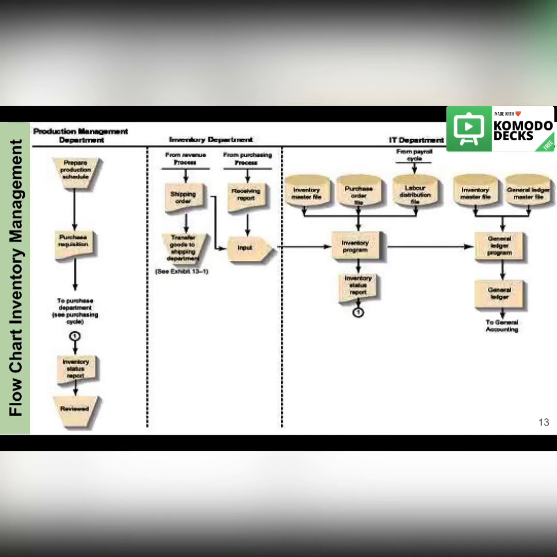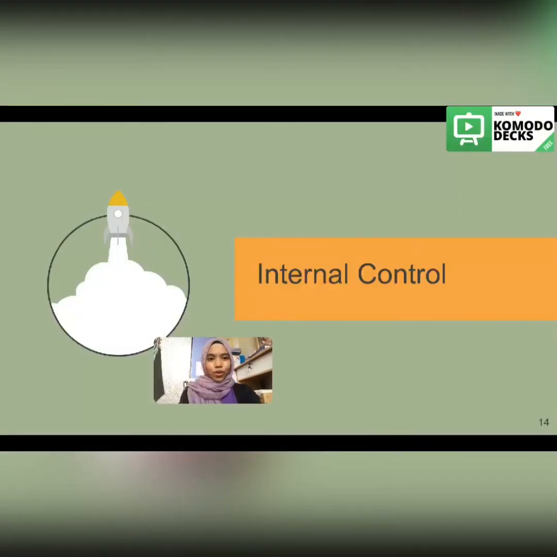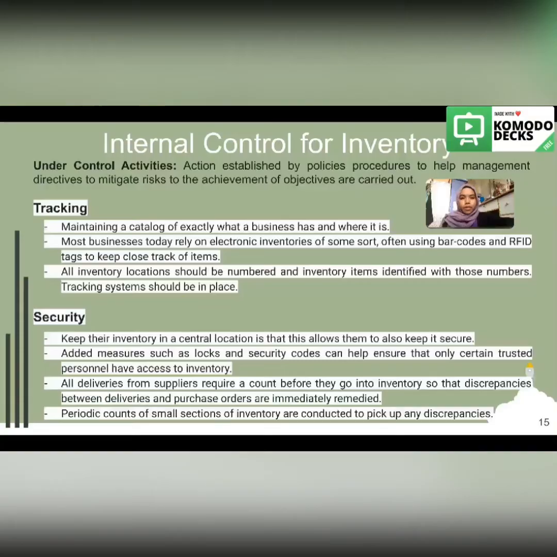And then the inventory master file and general ledger master file will transfer to the general ledger programs, and the general ledger to the general accounting. Okay, next we will proceed to internal control. For internal control for inventory, in the COSO framework, we use control activities.